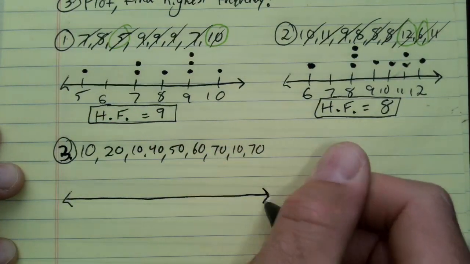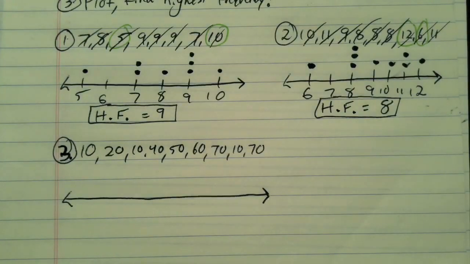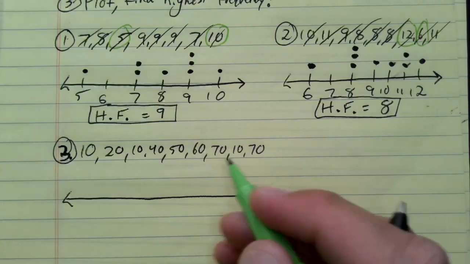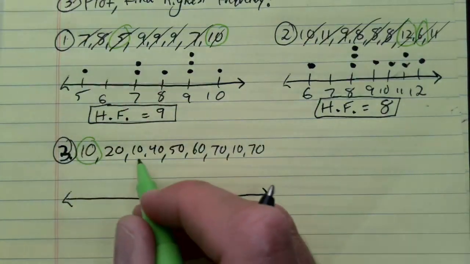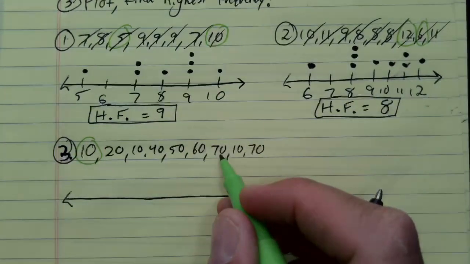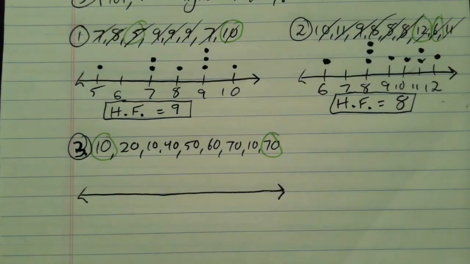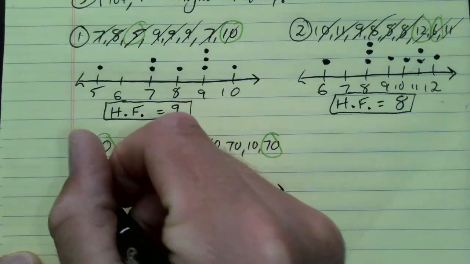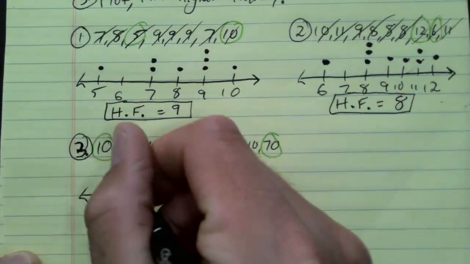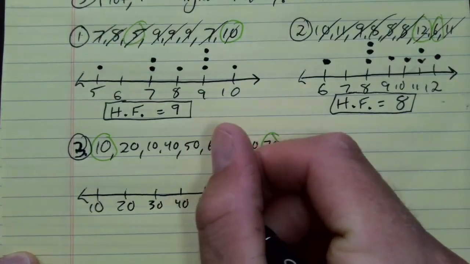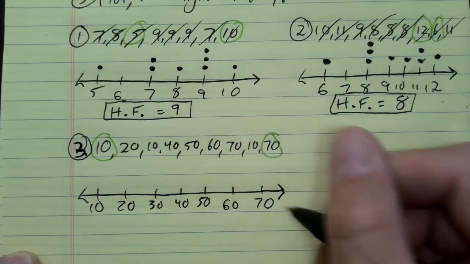Look in here for your lowest number. Where would your lowest number be? Well, we have a 10. Anything lower than 10? Nope, 10's your lowest. Then what's your highest? 50, 60, 70. 70 is definitely your highest number here. So just start with creating that number line. 10, 20, 30, 40, 50, 60, and 70.